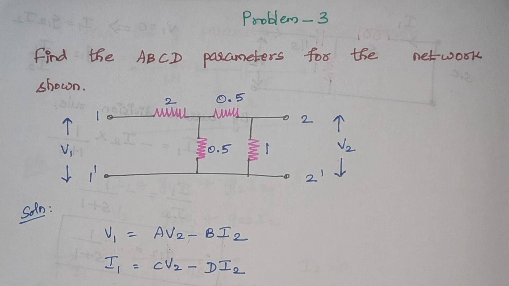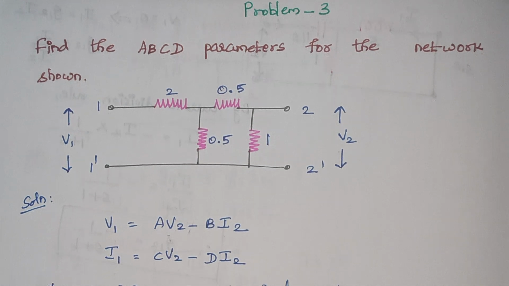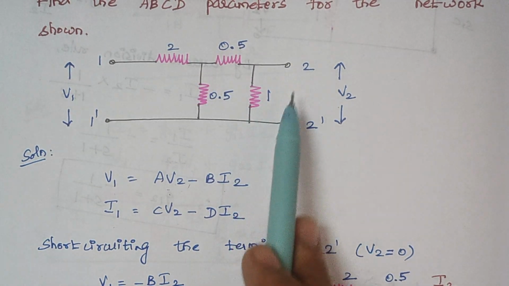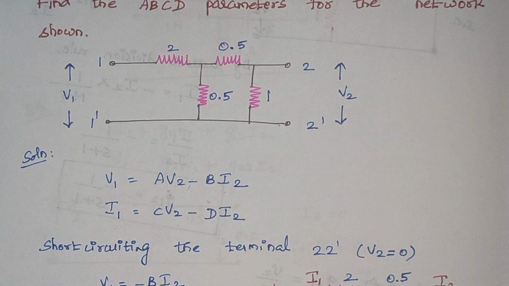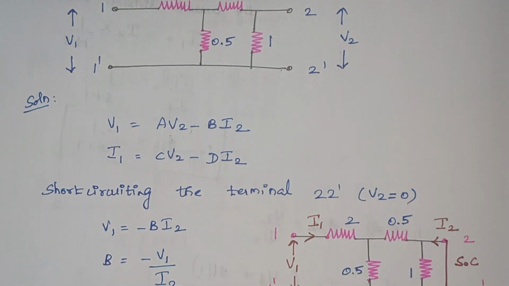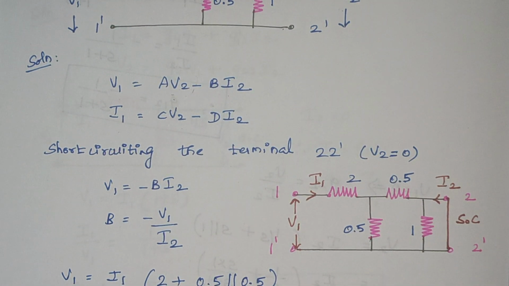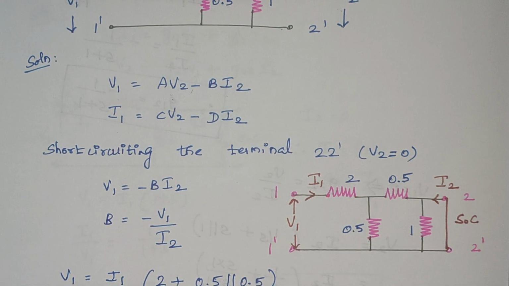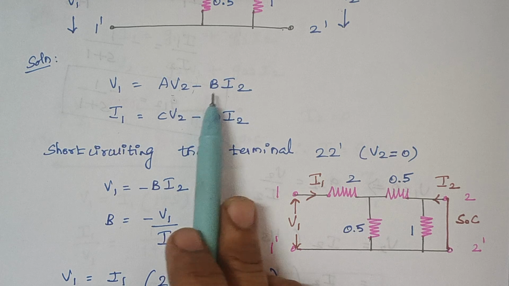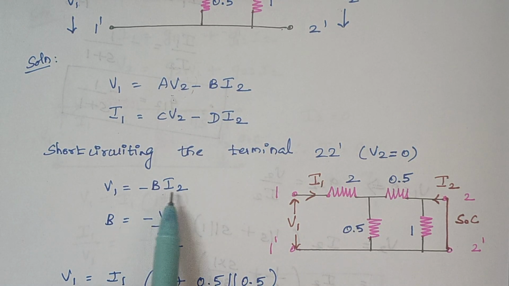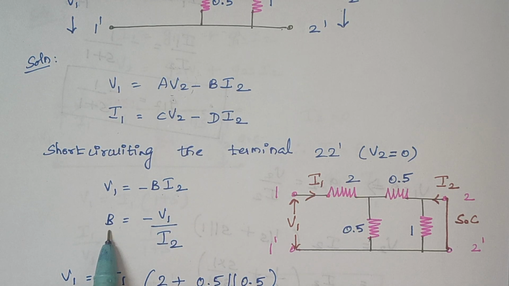Just by short circuiting. Therefore, here we short circuit the terminal 2 dash. When you short circuit the terminal, obviously the value of voltage will become 0. So we are redrawing the circuit. Here we have short circuited the port 2 dash. Now when you rewrite the equation, you see V2 becomes 0. Therefore, V1 is equal to minus B into I2, so the value of B is minus V1 by I2.